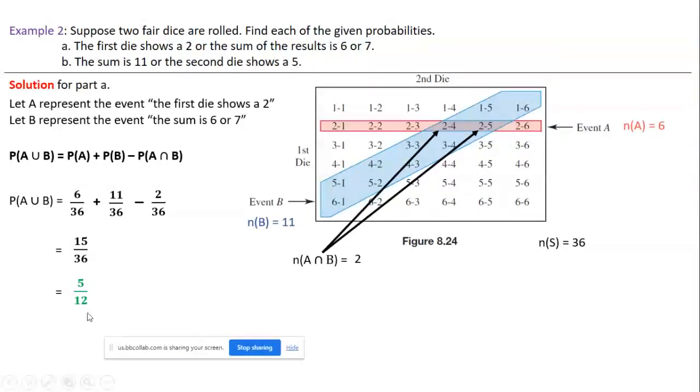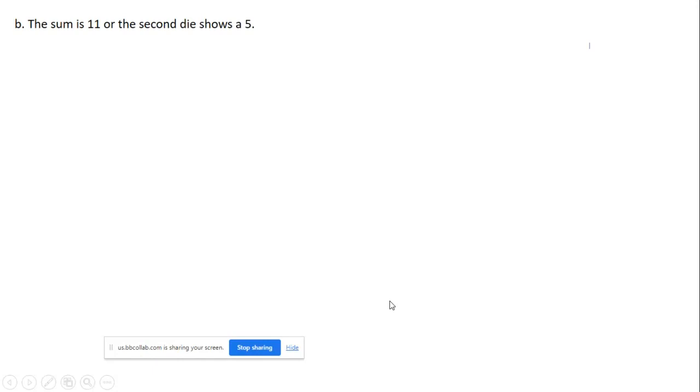And then again, if I would put this in my calculator, this number is going to live between 0 and 1. Okay, always, whenever you're doing these probabilities, if you get an answer that is greater than 1, we've done something wrong. Okay, so always double check your work, make sure that your probability always lives between 0 and 1. Okay, let's look at B.